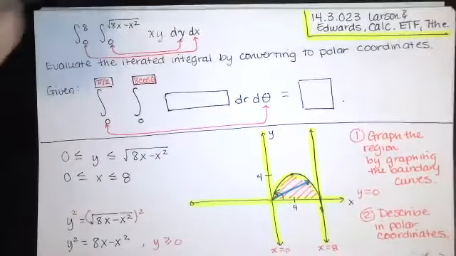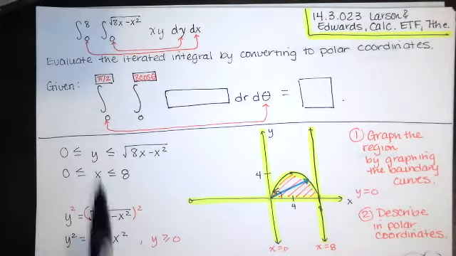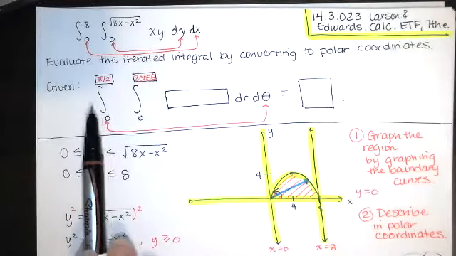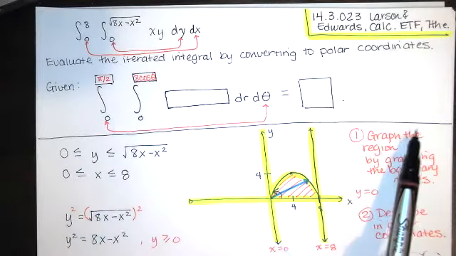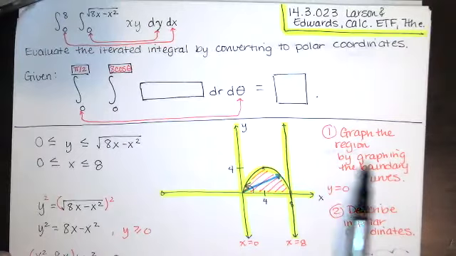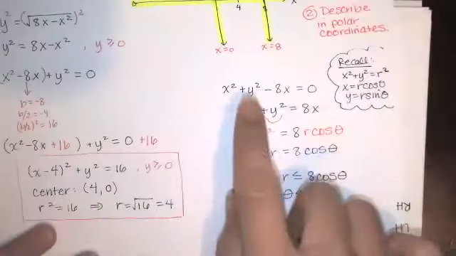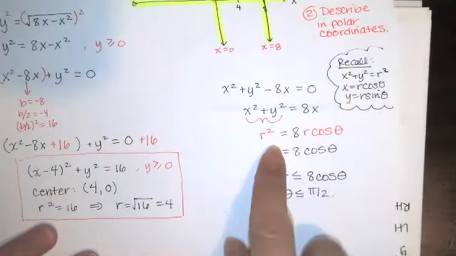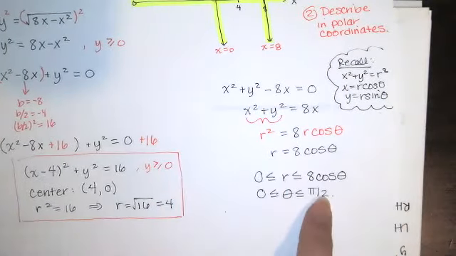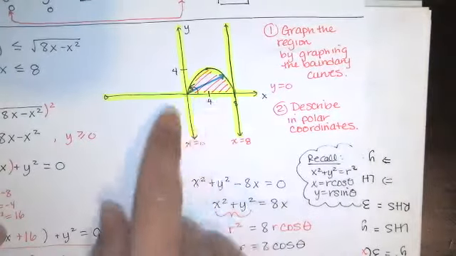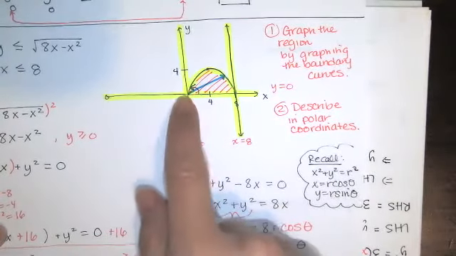Now remember, whenever you're switching from rectangular to polar coordinates, you need new bounds, and that's what we just did. The way you get the bounds is you graph the region and then you describe the region in polar coordinates. You may have to convert some equations from rectangular to polar coordinates just like we just did, and then look at the region and let the region tell you where theta starts and where theta stops and where r starts and where r stops.